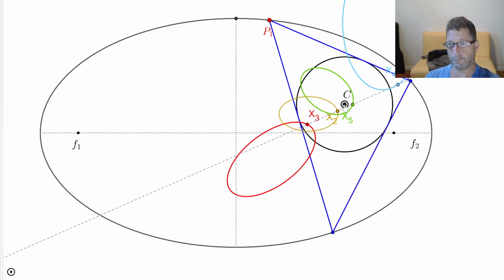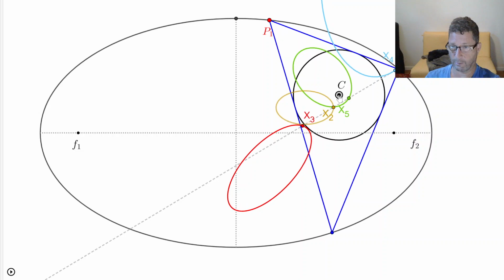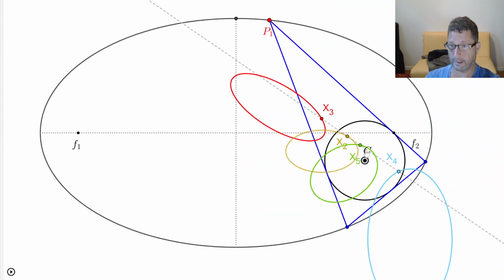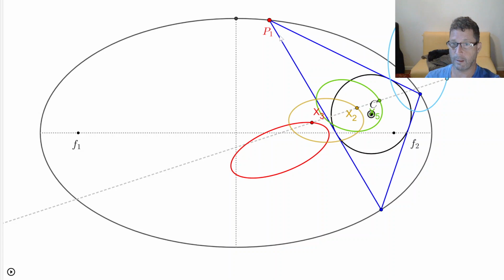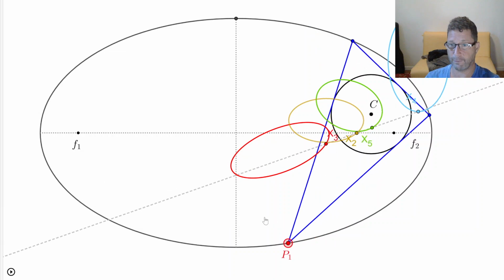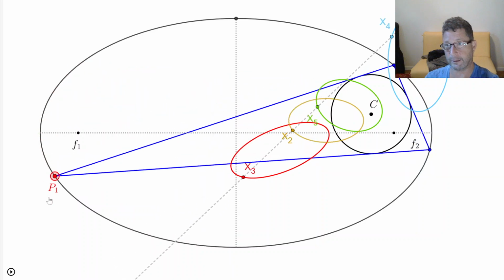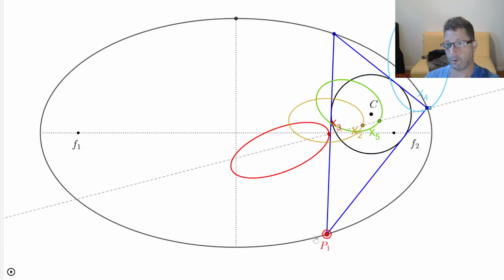Specifically, these four loci, or these four triangle centers, lie on this line called the Euler line of a triangle, right? And you can see that the loci are all ellipses, okay? And they have the following properties. x2 is always a homothetic copy of the outer ellipse. x4 is always a homothetic copy of the outer ellipse rotated 90 degrees, that cyan locus up there, right?